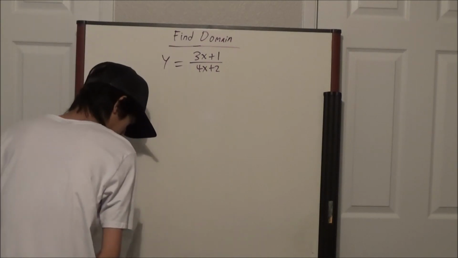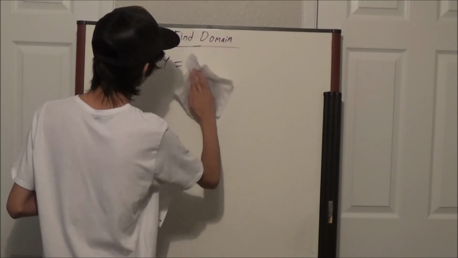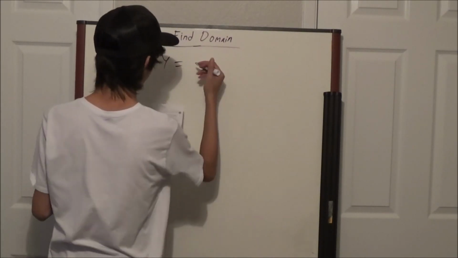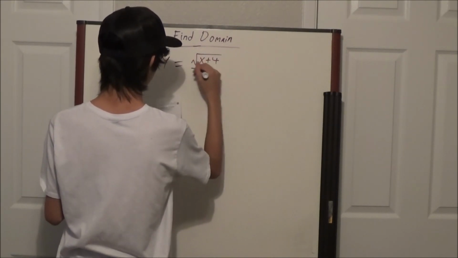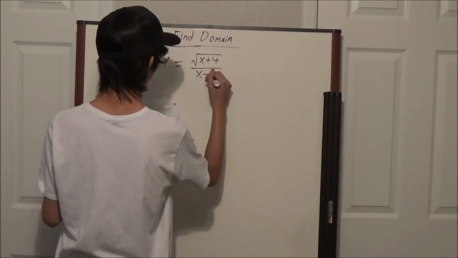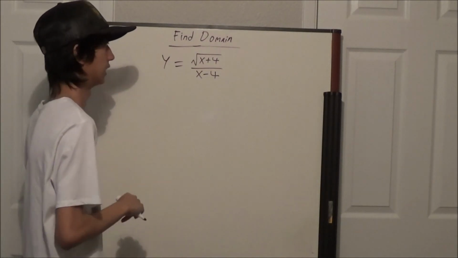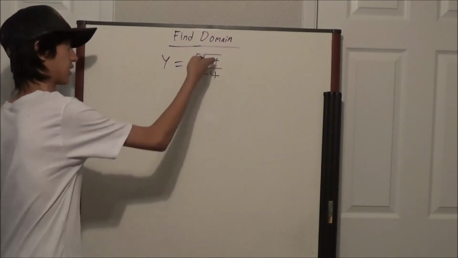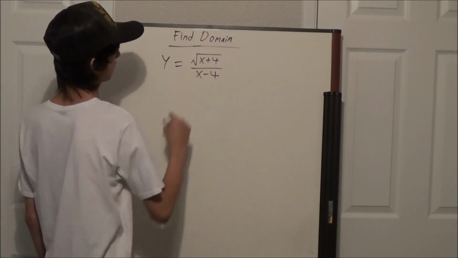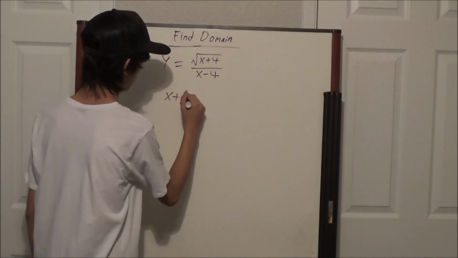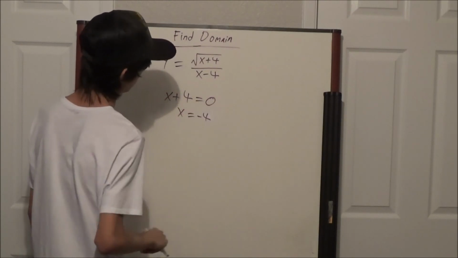Oh, I forgot to erase that function. Alright. x plus 4 divided by x minus 4. Alright, so here we got some things that we need to know. I always start from the top. That's just me. x plus 4 equal to 0. x is equal to negative 4 when we subtract both sides.